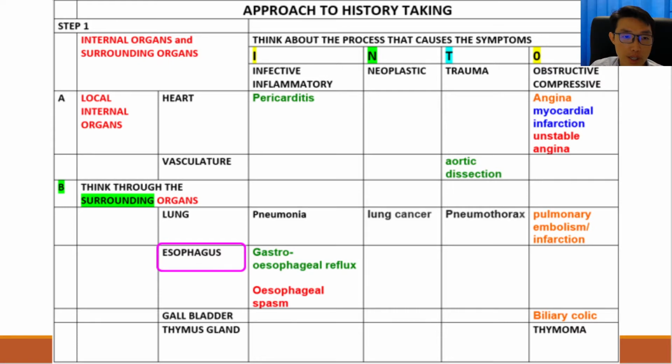Behind the heart, we have got the esophagus. The esophagus generally doesn't have much pathology to do with it. Generally, the most common one that causes chest pain is esophageal spasm, secondary to gastroesophageal reflux. The next organ we look at is the gallbladder. Gallstone can cause biliary colic, which can also give you chest pain.